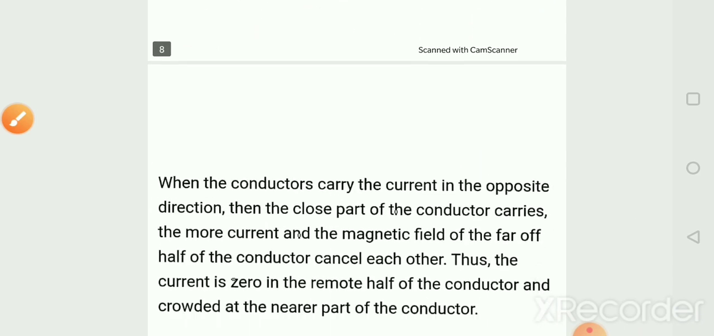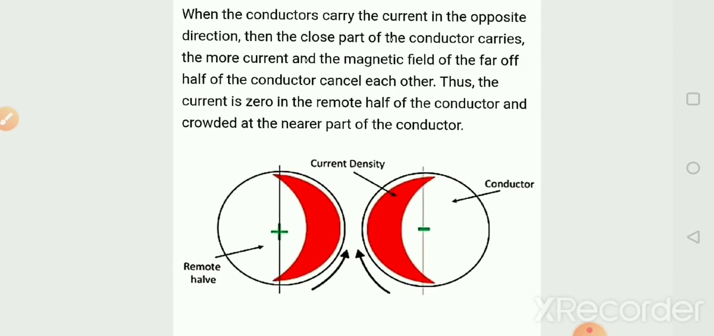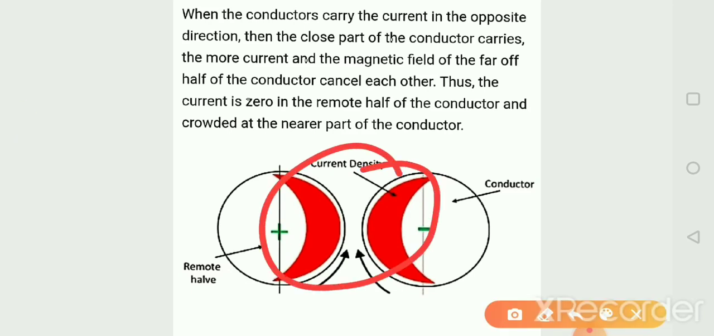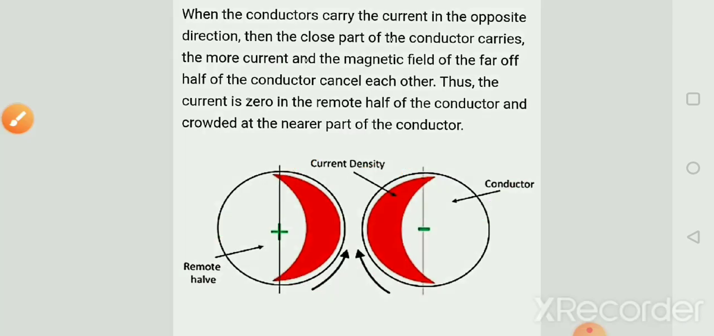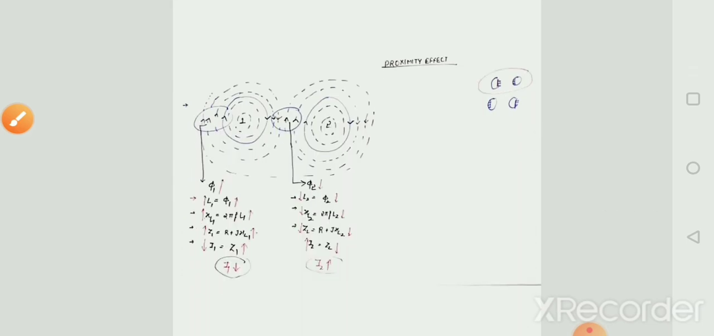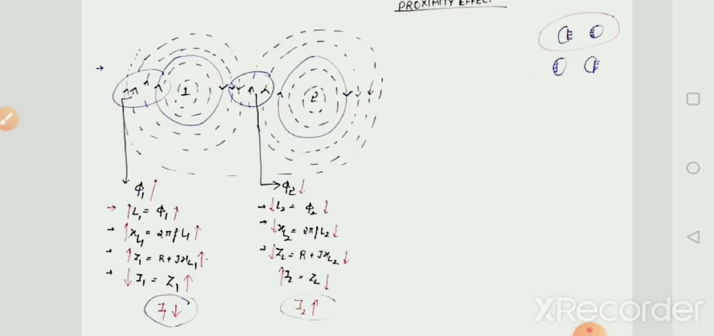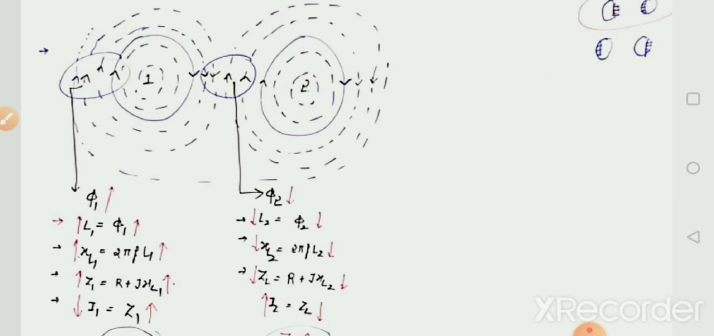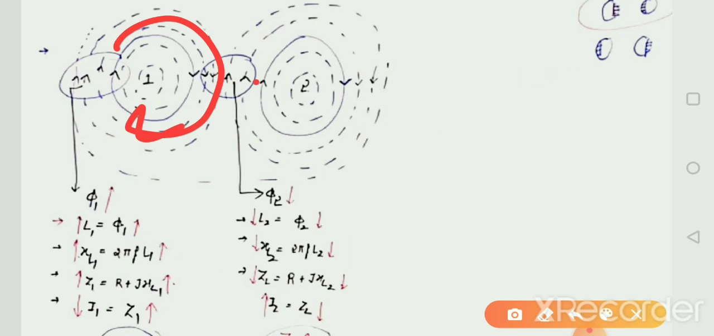Now if we see the current density, it means the conductors are carrying current in opposite directions. Then we can say the current density is maximum here. The magnetic field of the far half of the conductor is cancelled by the other, and here they cancel each other. Now we can see, if we take two conductors with current flowing in the same direction, like this.